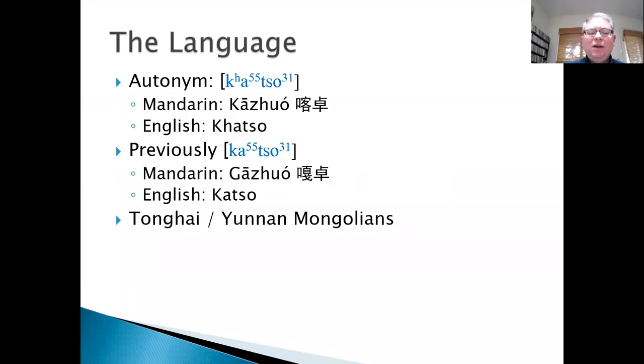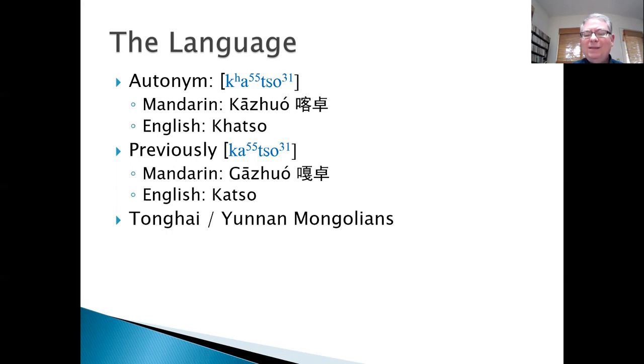The language itself is called Khatso, and the people as well. In Mandarin, this is Khazhuo. And this is a little bit different than the term that was used prior to the 1970s. So the Khatso themselves have changed their autonym. Previously, it was something like Khatso with a different Mandarin pronunciation and characters. The English spelling has also changed over time.